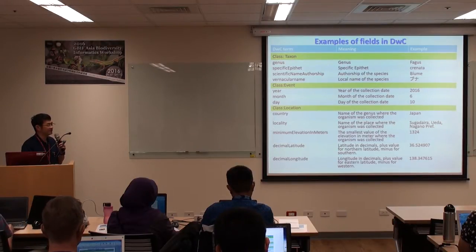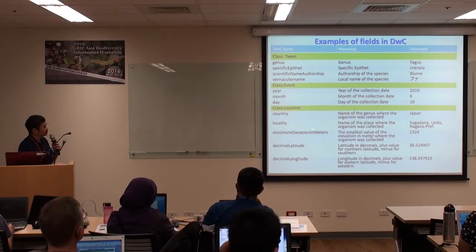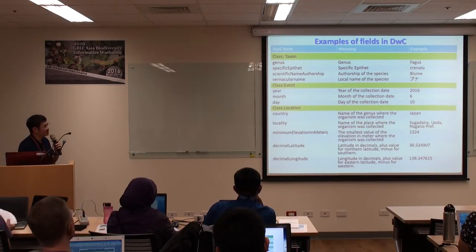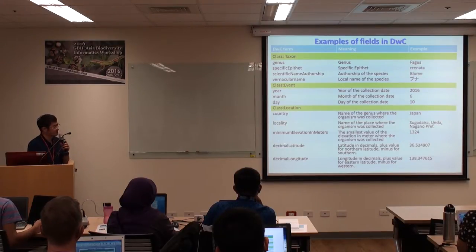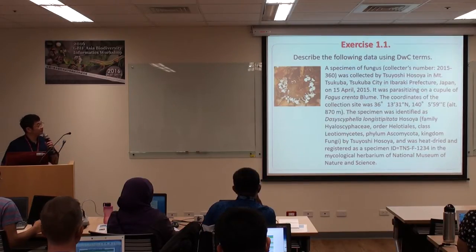And maybe if you don't have the range of the elevations, you can just put one figure, one digit in minimum elevation in meters. But remember this, when you're using this, you have to use the meters, right? And decimal latitude and decimal longitude about the coordination. So I'll talk about this later. Now, please think about the next example.